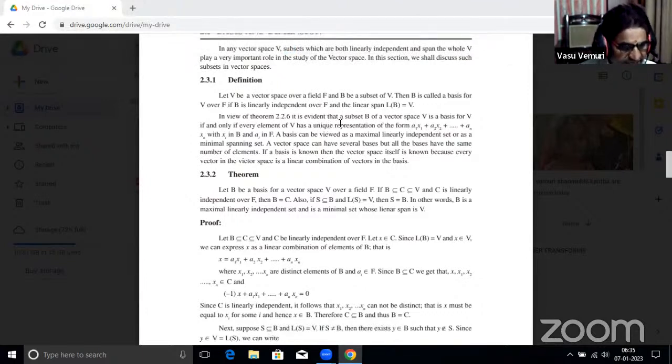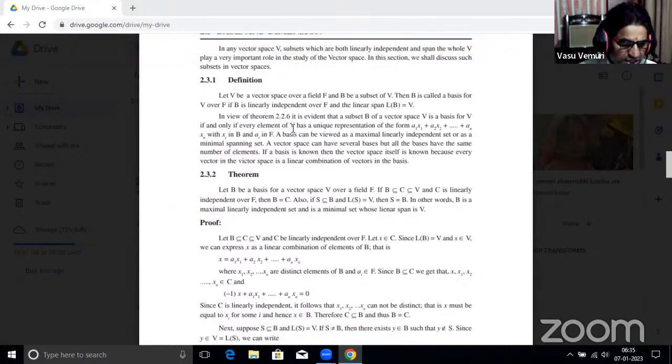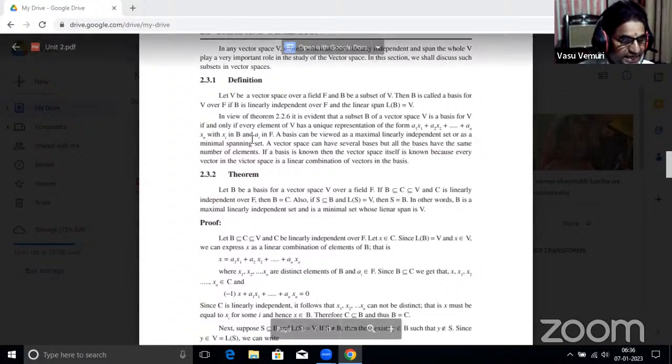Just you have to see here. Let V be a vector space. A subset B is a basis for V if and only if every element of V has a unique representation. Let V be any vector space. Now, let x be an element belonging to V. Here x belongs to V means that x is represented uniquely in the form a1x1 plus a2x2 plus ... plus anxn.